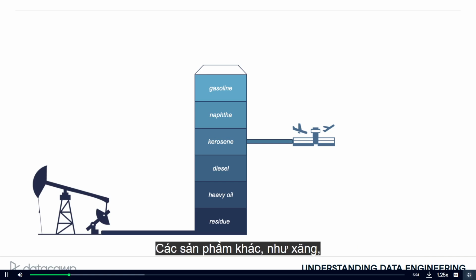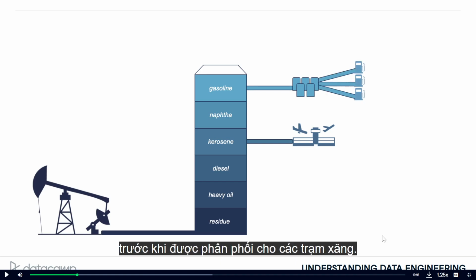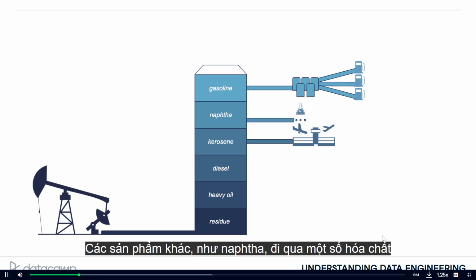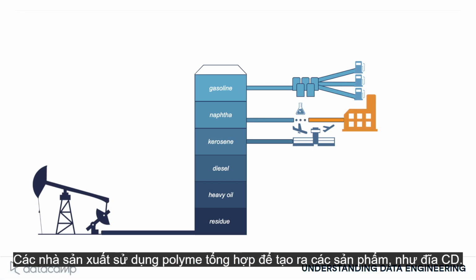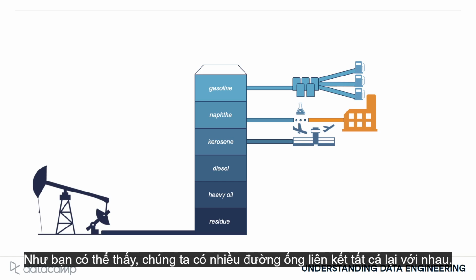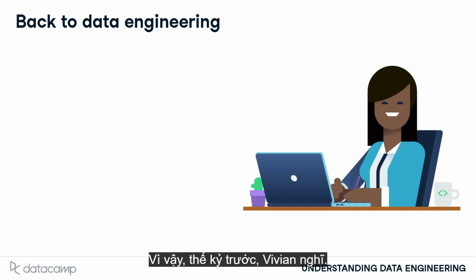Other products, like gasoline, are sent to gas storage facilities and stored in big tanks before being distributed to gas stations. Other products, like naphtha, go through several chemical transformations to create synthetic polymers, for example. Manufacturers use synthetic polymers to create new products like CDs. As you can see, we have many pipelines tying it all together. CDs? So last century, Vivian thinks.